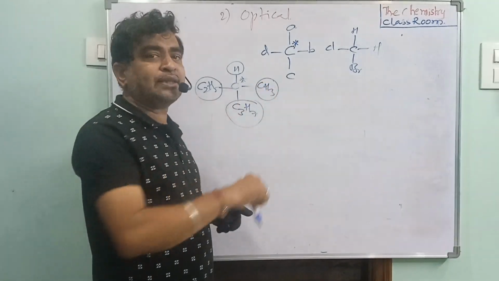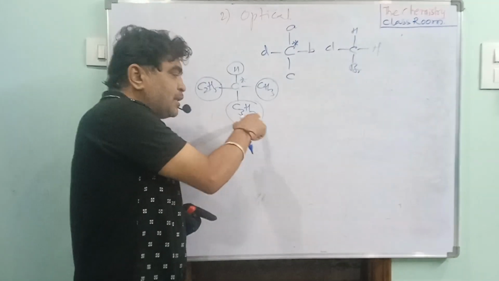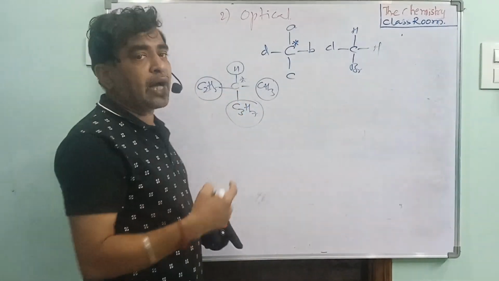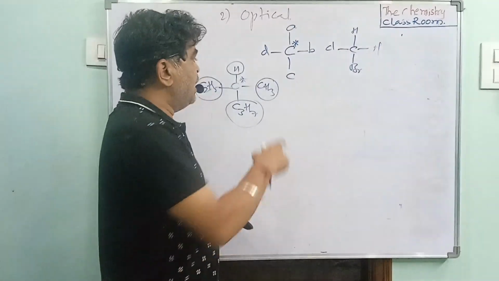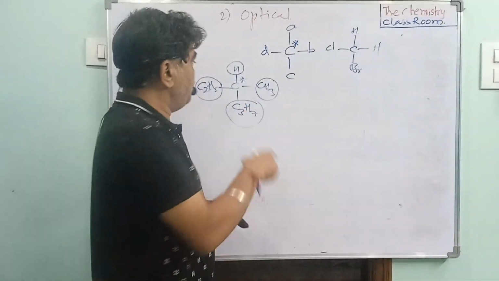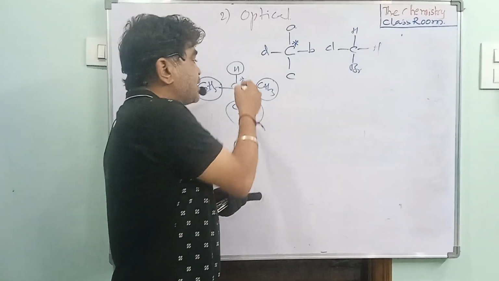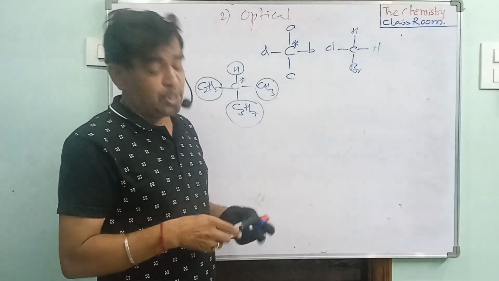Here the three hydrogens are identical. In these two carbons, the hydrogens are identical. In these three carbons, the hydrogens are identical. But when you observe the third carbon, on one side you have hydrogen, on another side the CH3 group, and on the other sides the ethyl group and the propyl group. That is why this carbon is called a chiral carbon, and it performs optical isomerism.